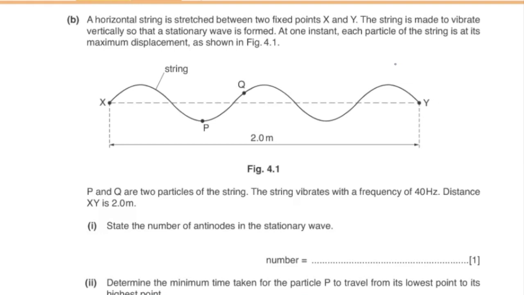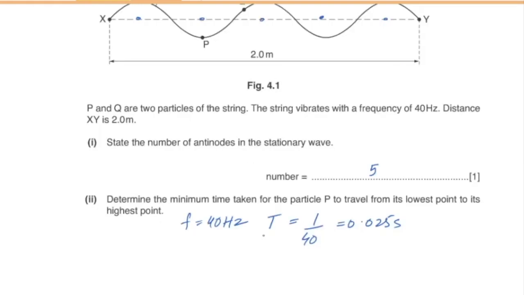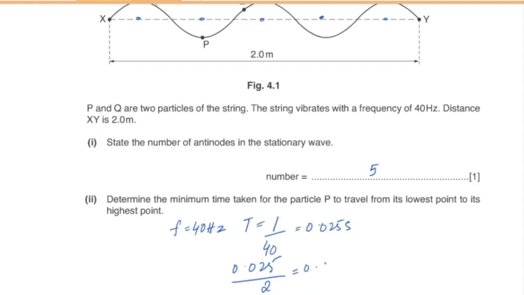Part 2, determine the minimum time taken for the particle P to travel from its lowest point to its highest point. Okay, so the frequency of the string vibration is 40 Hz. This means that the time interval is going to be 1 over 40, and that's 0.025 seconds. And this means that this is the time interval in which particle P will travel to the adjacent lowest or highest point. So to travel from its lowest to highest point, it will take 0.025 divided by 2, since it is traveling half of its wavelength. So that will take 0.0125 seconds.